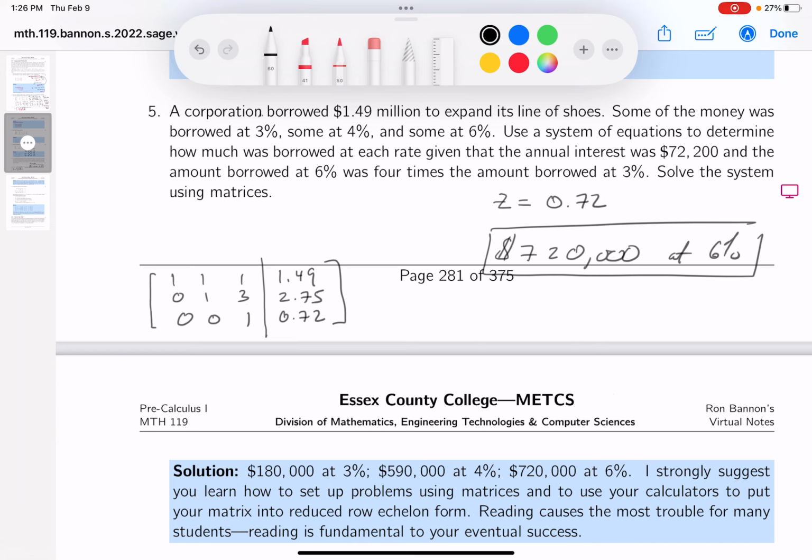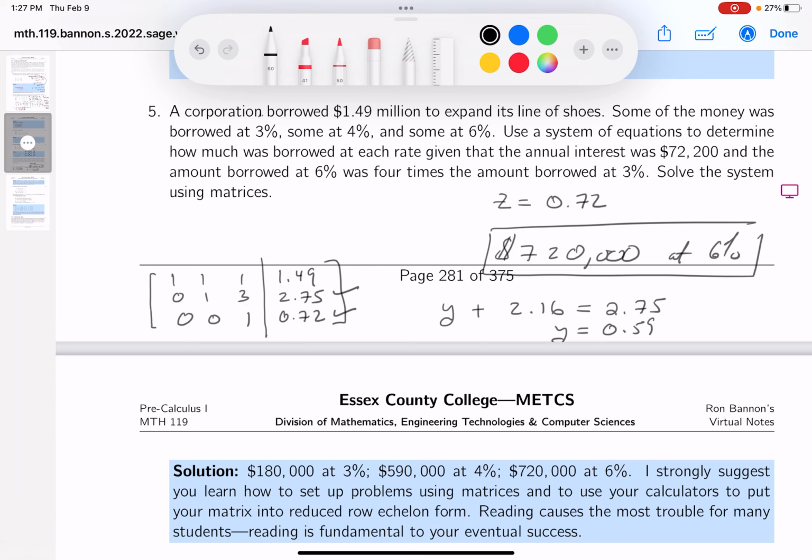All right, let's go to the next row. What do you get over there? You're going to get y. I just did this one. Now we're doing this one. y plus 3z. That's 3 times 0.72. That's 2.16. Equals 2.75. So I think I know what y is now. What's y going to be? Well, I'm going to subtract 2.16 from both sides.